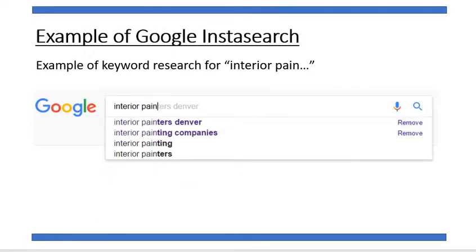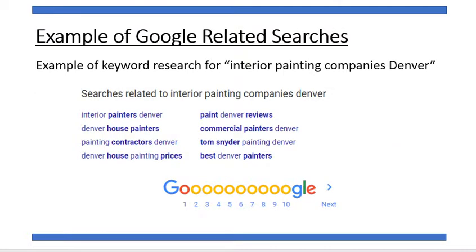There's another tool that's free, and you may or may not have even been aware of it. It's called Google InstaSearch, and it's that part at the top of Google where it starts to fill in what it thinks you want. And this can be really good intel. You can see I've started to partially type in interior paint, and it's already given me painters in Denver, painter companies, and painting. So it's already given me some ideas for phrases.